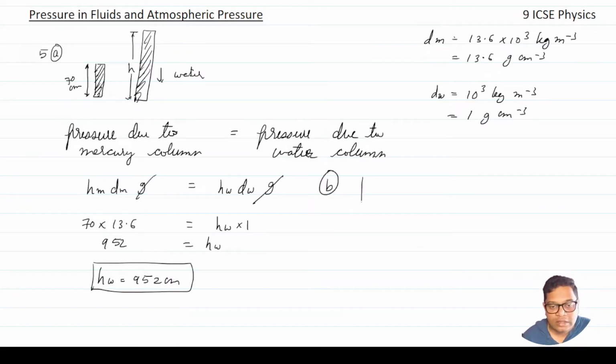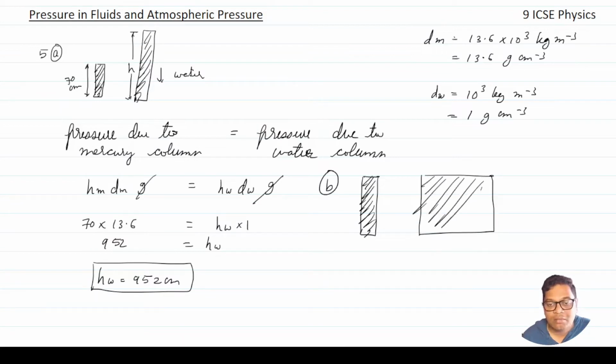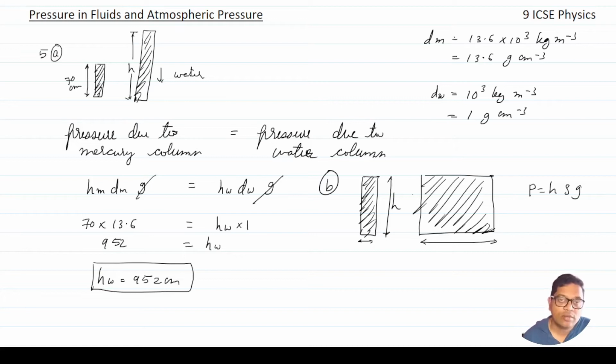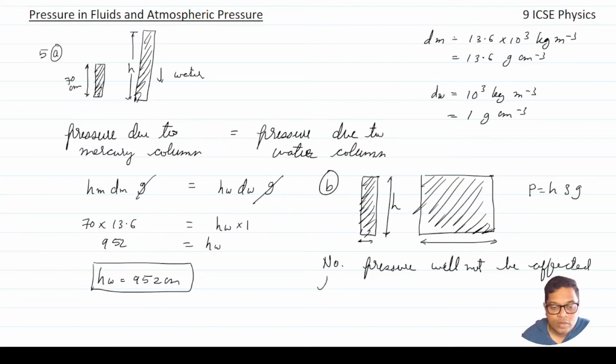Now the B part: the question is asking if you have a wider tube, will that affect the pressure? Students, pressure is equal to h rho g, so pressure depends only on the depth. It does not depend on the width. So the answer is no. Pressure will not be affected by the width of the column.